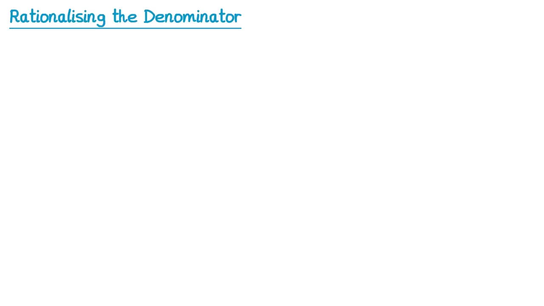Now let's look at some more complicated examples. So this one here, 5 over 4 root 6. This one's a little bit more complicated because it has this number 4 here.